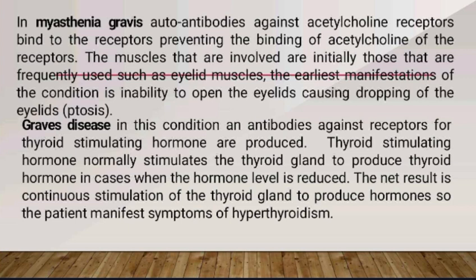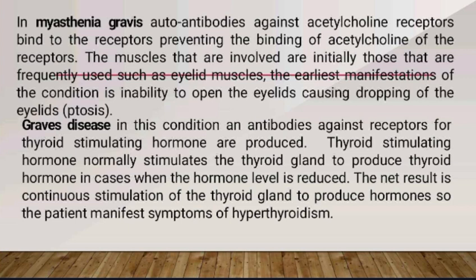Acetylcholine binds to the receptor found on muscle cells. Binding of acetylcholine with its receptors will initiate muscle contraction. In myasthenia gravis, autoantibodies against acetylcholine receptors bind to the receptor, preventing the binding of acetylcholine. The muscles that are involved are initially those that are frequently used, such as the eyelid muscles. The earliest manifestation of the condition is inability to open the eyelid, causing drooping of the eyelids, or ptosis.